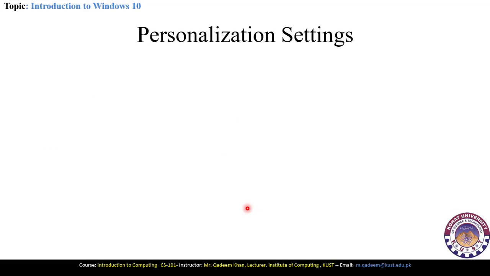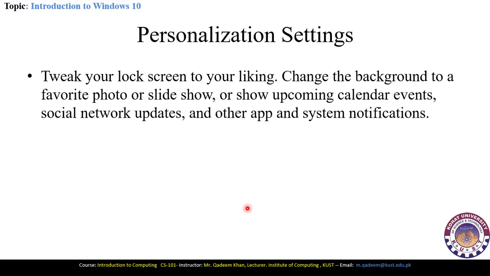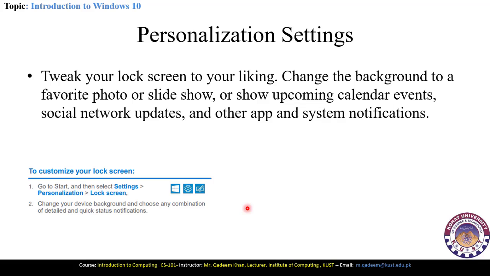Also, you can perform the personalization of the settings. Windows helps you to lock screens to your liking. It helps to change the background to a favorite photo or slideshow or show upcoming calendar views. Also, you can write here any sort of events such as social network updates, and other apps and system notifications. Now, to customize your lock screen, click on Start and then select Settings, then go to Personalization. Click on Lock screen.